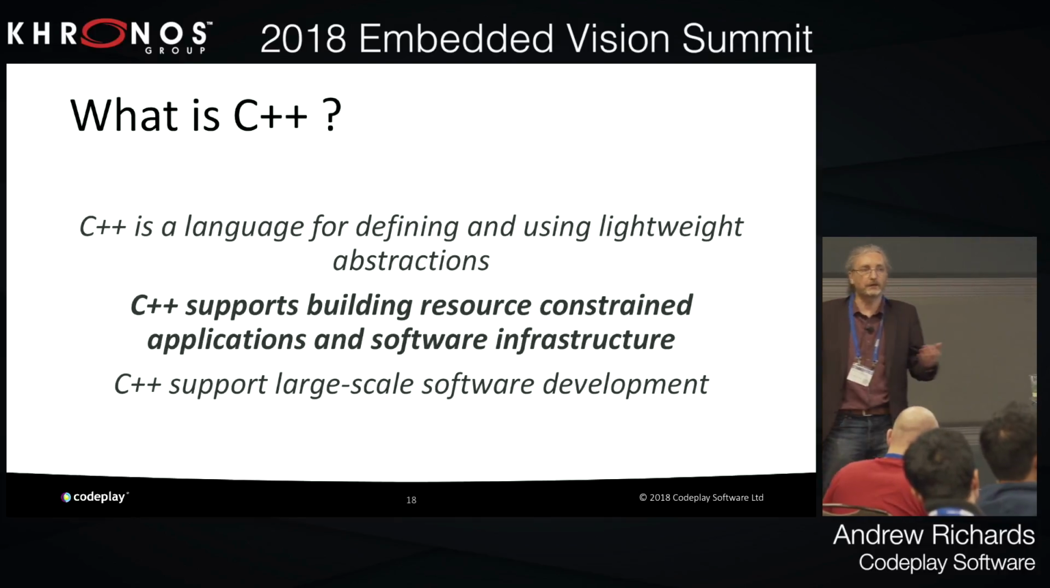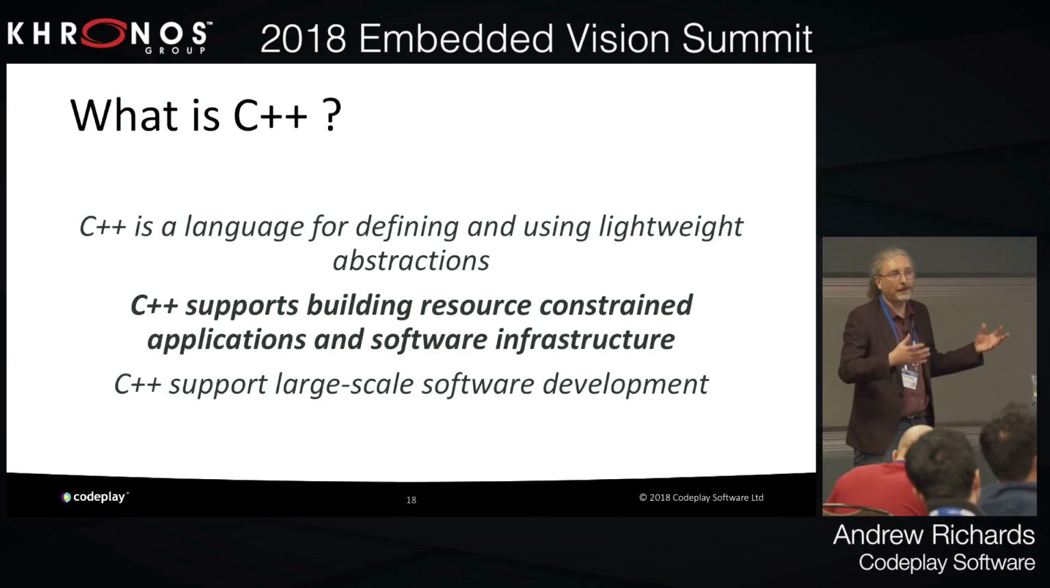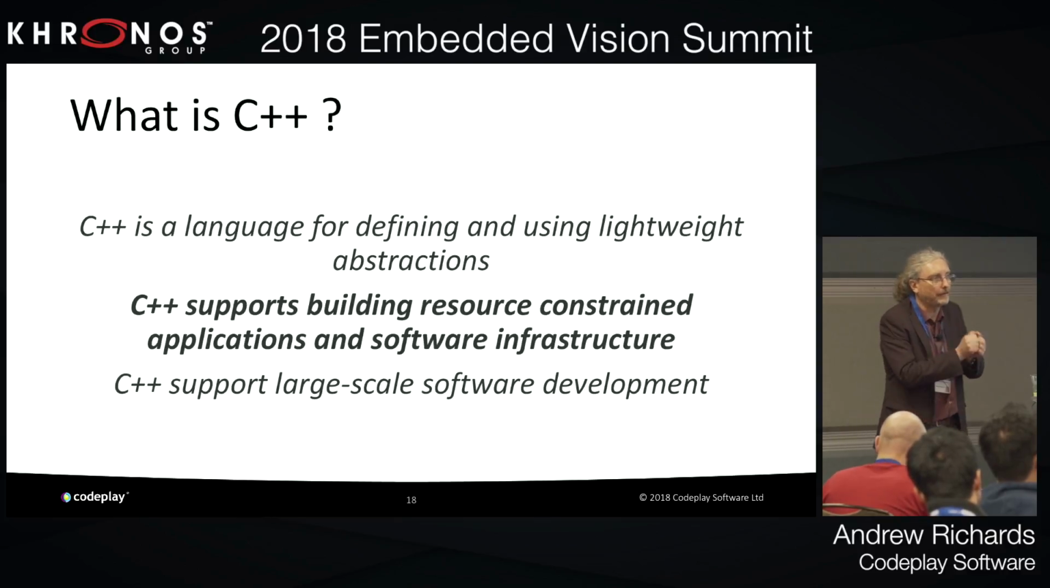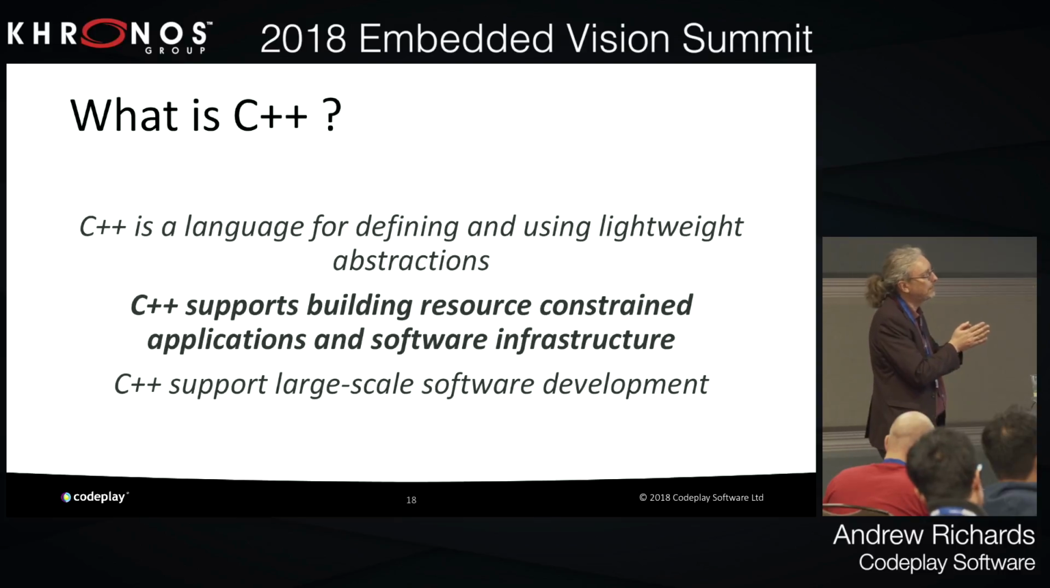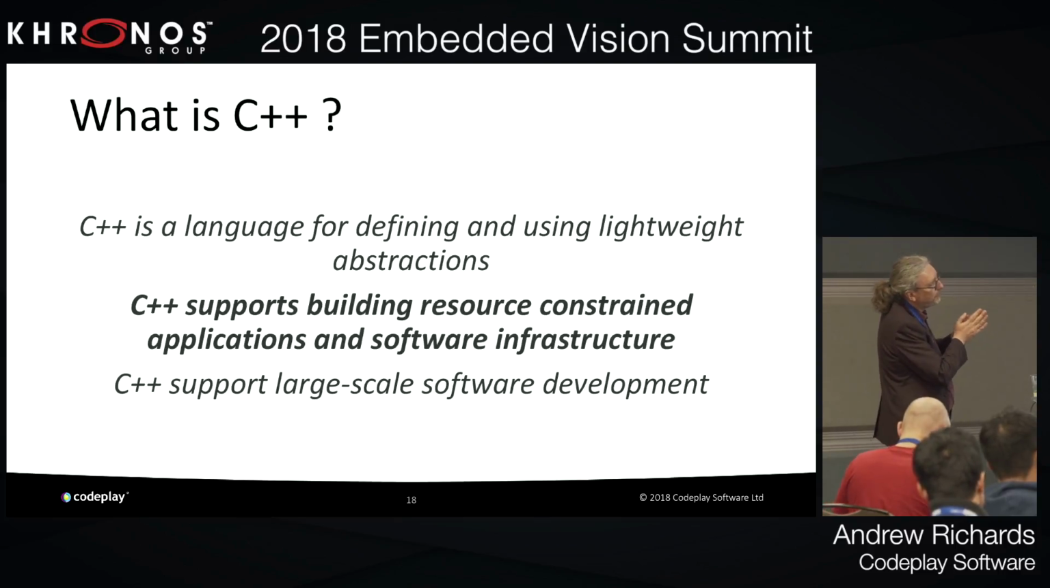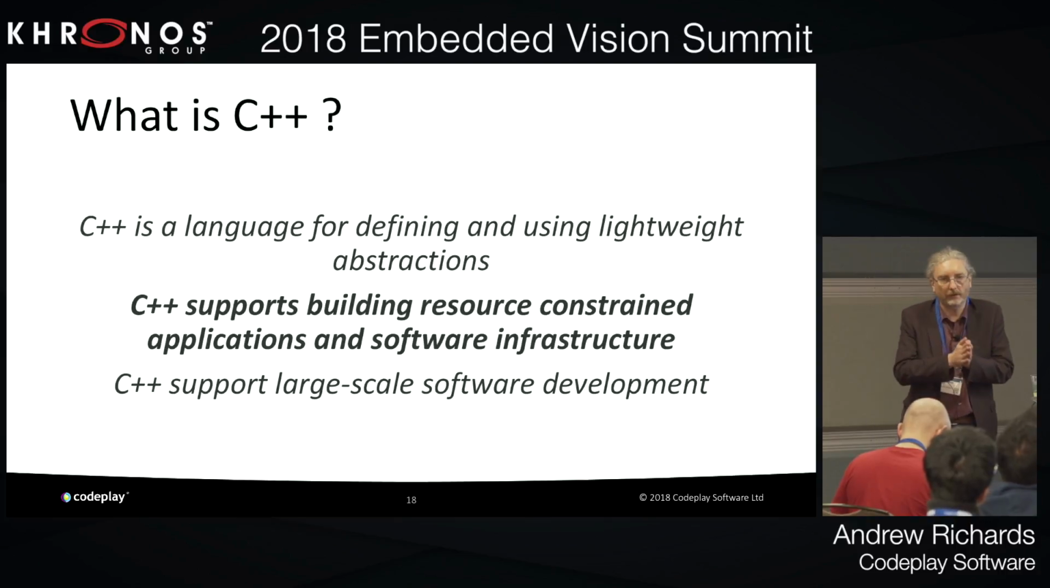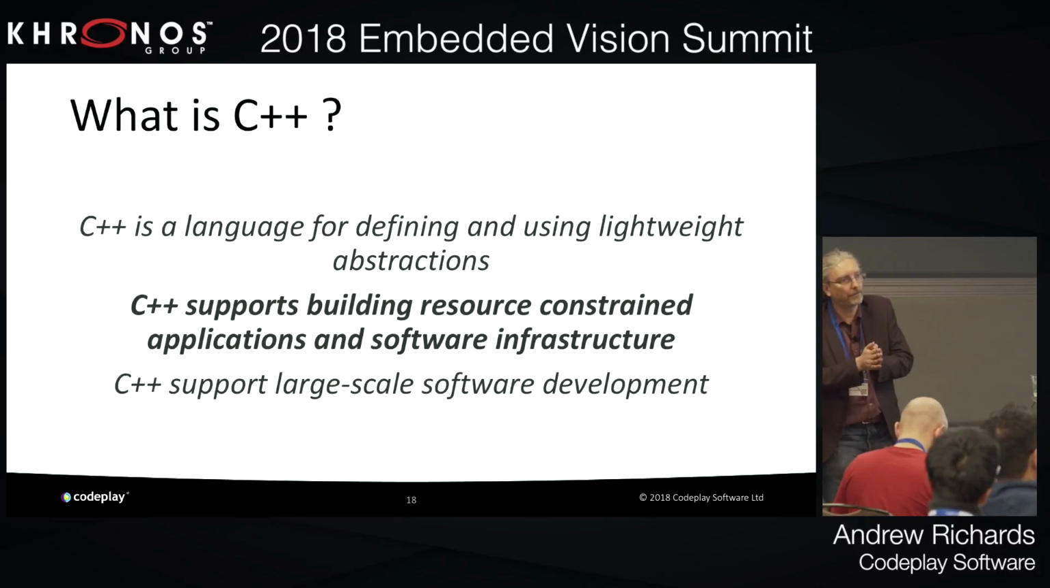What does lightweight abstractions mean? Okay, it may be quite complicated what we've written from a language point of view, but it should map down to the hardware with extremely little overhead. So everything I've shown you shouldn't have lots of complicated runtime calls or anything. It should all be compile time, so it maps down to extremely efficient code. But look, C++ supports building resource-constrained applications and software infrastructure. This is what C++ is for.